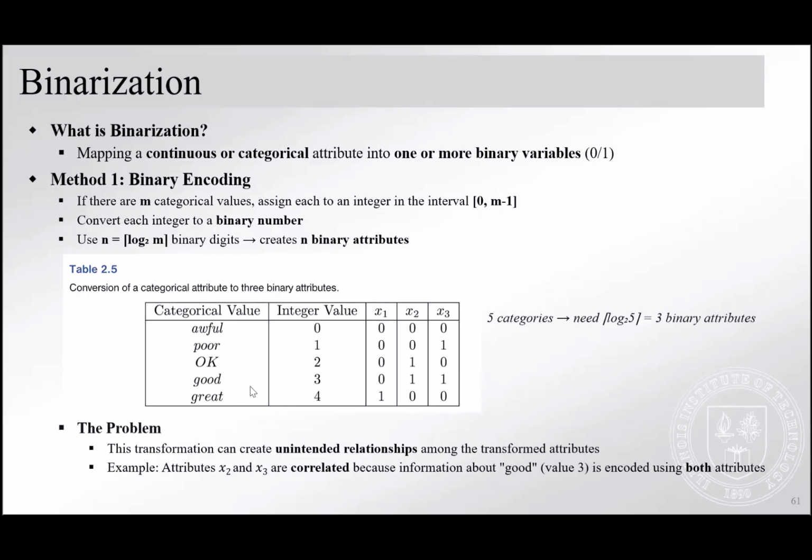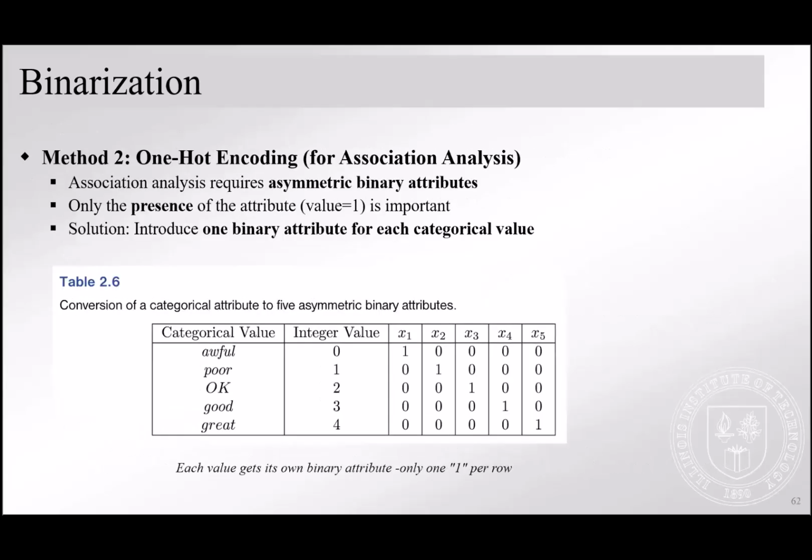The only thing that I don't like here, take a look at good. You see that good is represented as 0, 1, 1. That means both x2 and x3 are equal to 1, right? That creates a problem because good uses both x2 and x3. These two attributes become correlated. We have accidentally created a relationship that wasn't there before. So that's not a good thing. So what do we need to do here?